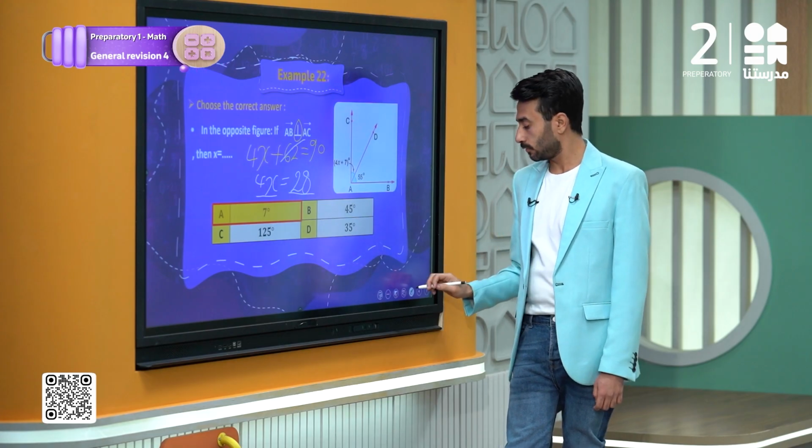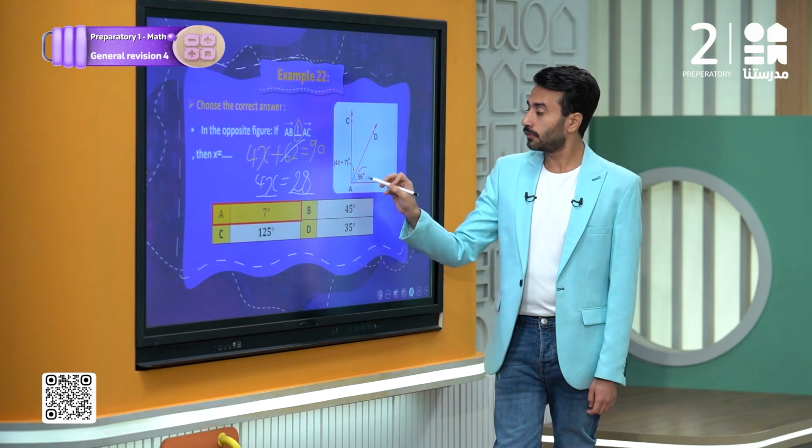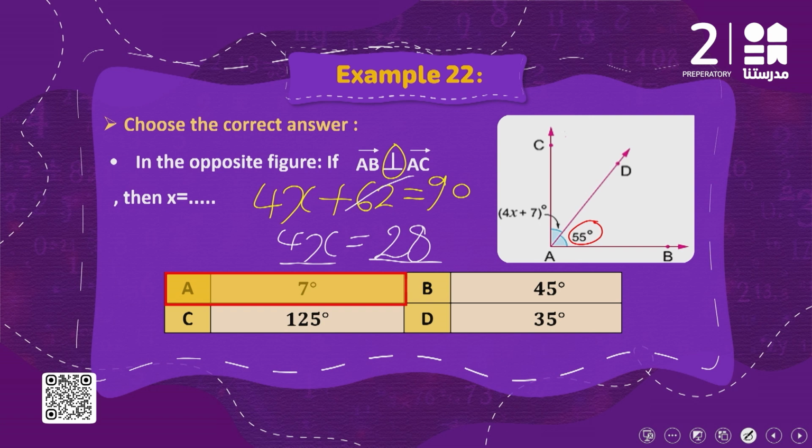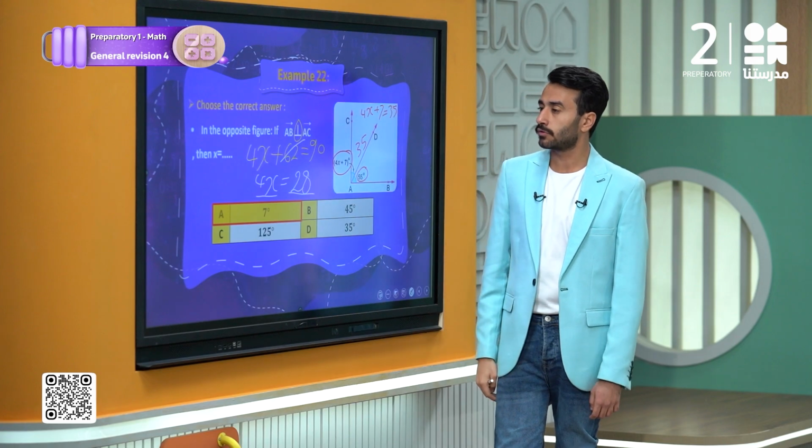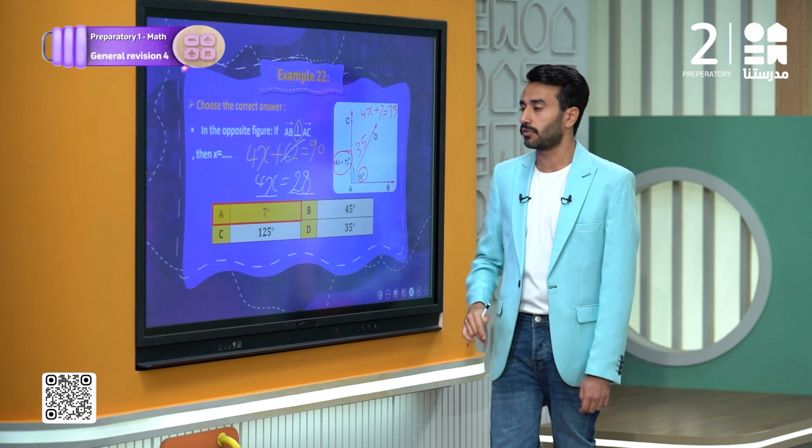We have another idea also. If this one is 55, then for sure this one will be equal to 35. So you can take 4x plus 7 equal to 35 and solve this equation. You will find that x also equals 7 like this one. So you have two ways in this question, you can solve by this one or even by this one.